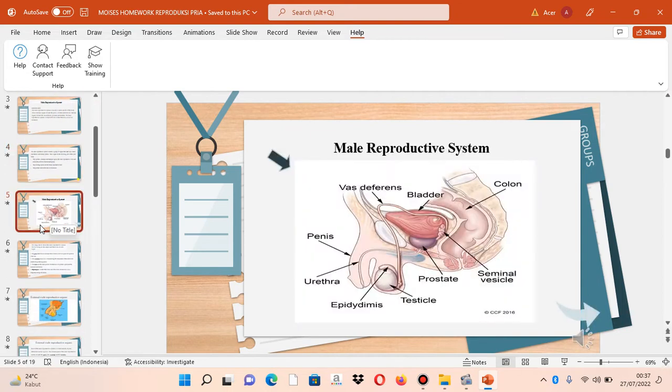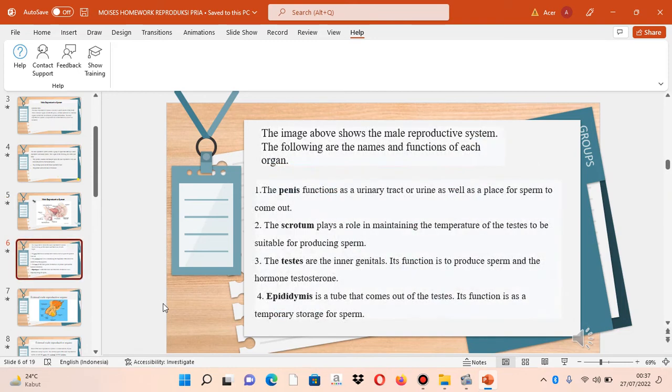Okay, this is an image or photo about the male reproductive system, showing internal and external organs like the vas deferens, bladder, colon, seminal vesicles, prostate, testicle, epididymis, urethra, and penis. The image above shows the male reproductive system. The following are the names and functions of each organ.